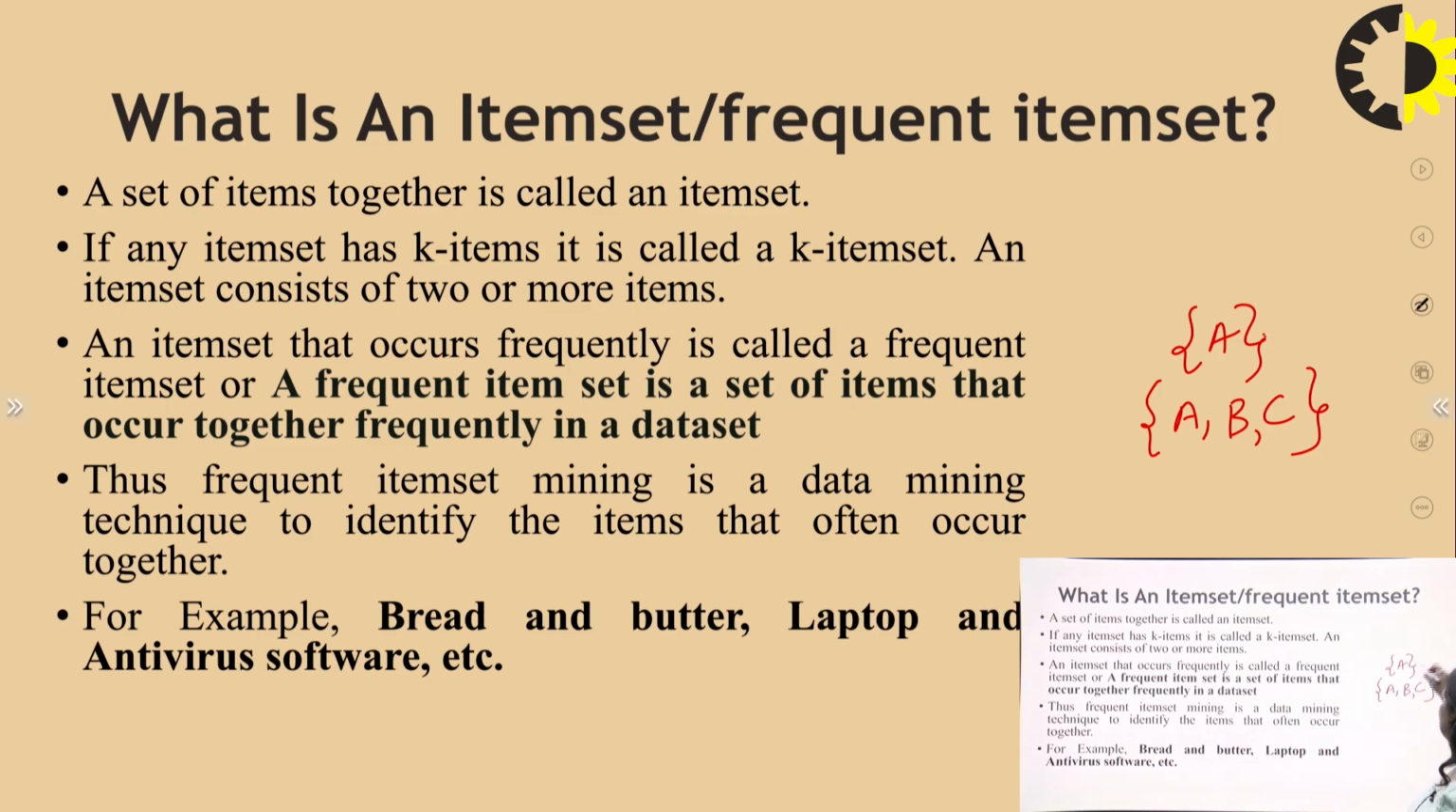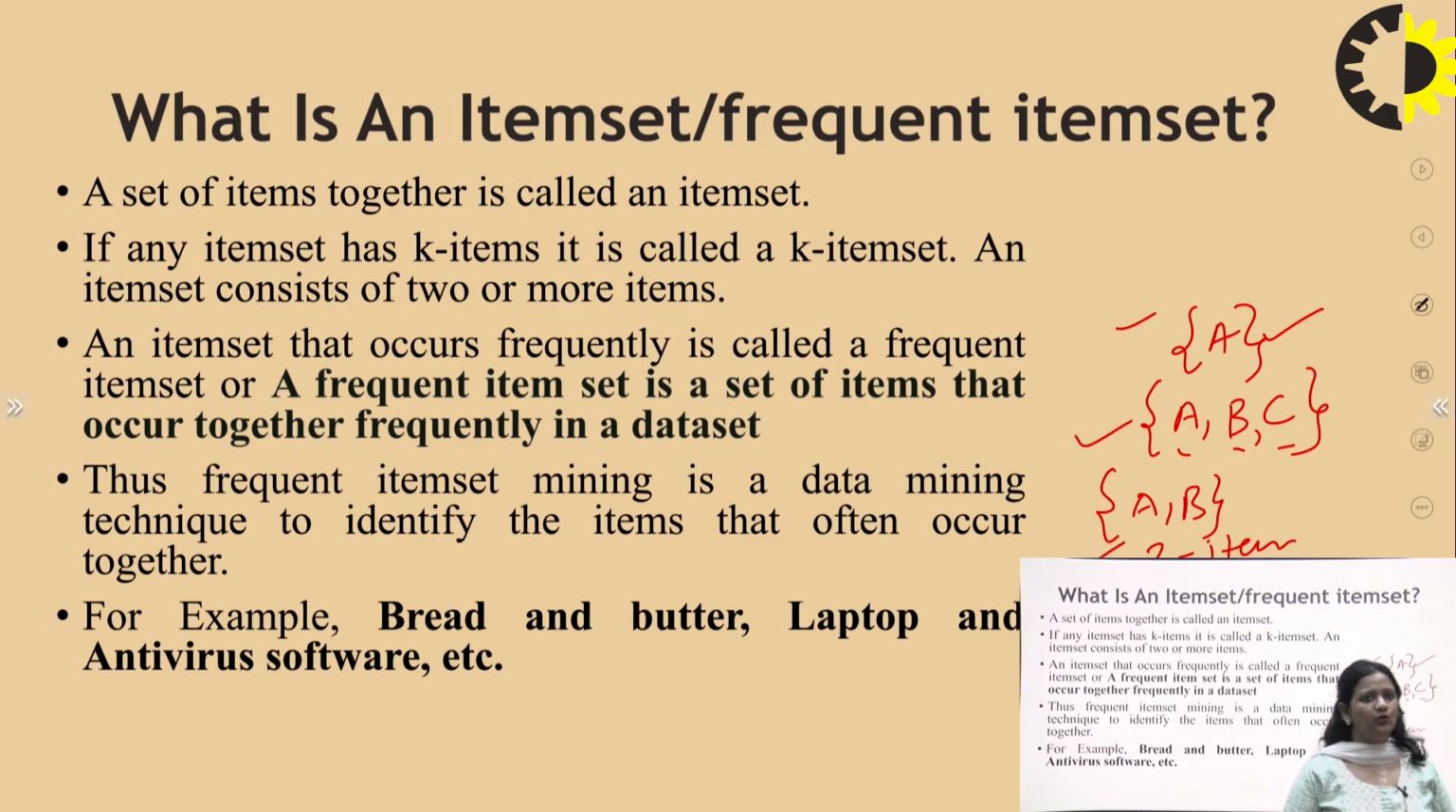In this there is a single item, it is called a one item set. In this there are three items, three individual items, this is called a three item set. When another item set has two items, it is called a two item set. So this one is a one item set, this one is a three item set, and the third one is a two item set. An item set consists of two or more items.